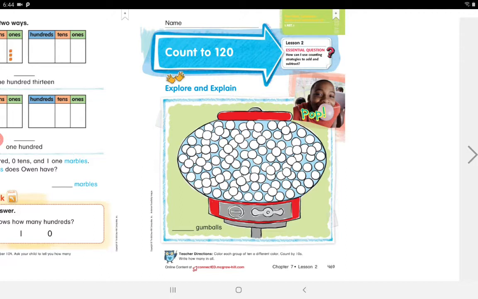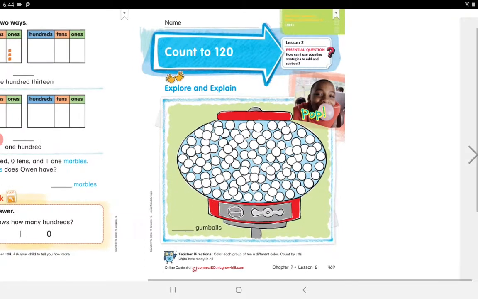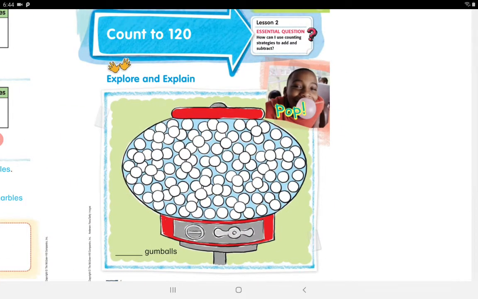We're going to continue Chapter 7, counting from 1 to 120, and we're going to begin today's lesson with Lesson 2, where we're going to continue working with the essential question, how can I use counting strategies to add and subtract? So yesterday, one counting strategy that we worked with was the place values. And we went over our ones place, tens place, and we were introduced to our hundreds place.